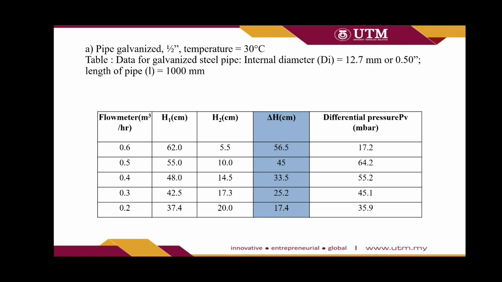So for the data for pipe galvanized, this is the data at a temperature of 30 degrees. As you can see, 0.6, the differential measured pressure in mbar is 17.2, 0.5 is 64.2, 0.4 is 55.2, 0.3 is 45.1, and 0.2 is 35.9.